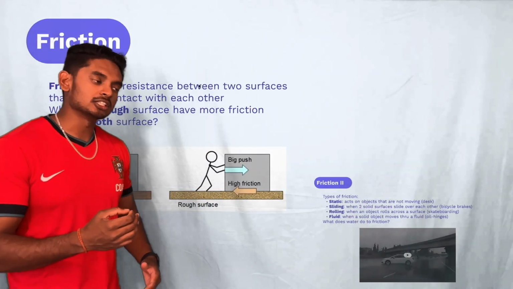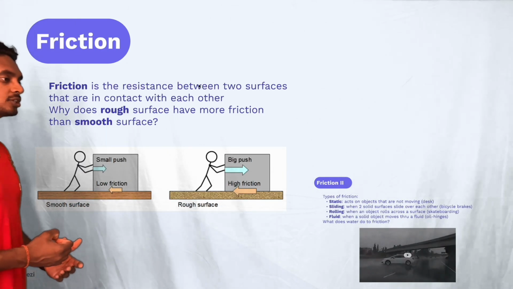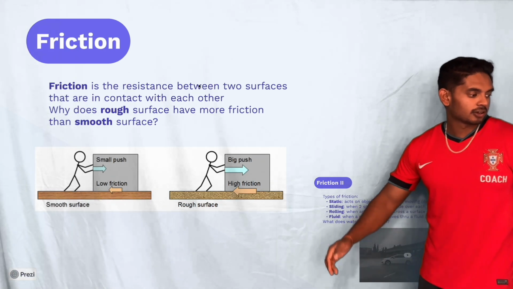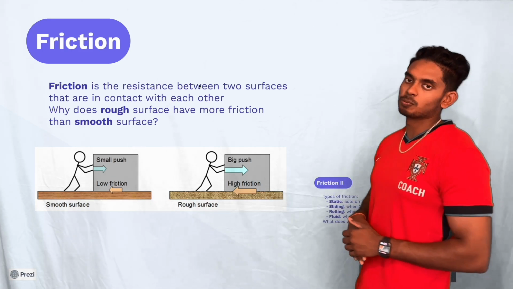Friction is the resistance between two surfaces that are in contact with each other. Why does rough space have more friction than a smooth space? Let's take a look at this diagram here. We have a small push with low friction on a smooth surface. And the guy, he's able to push it no problem.